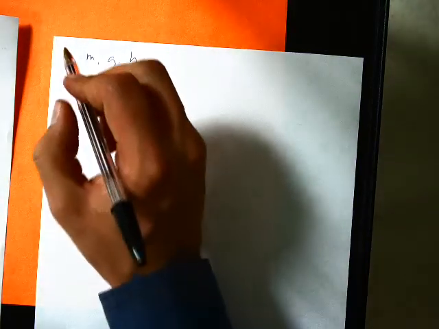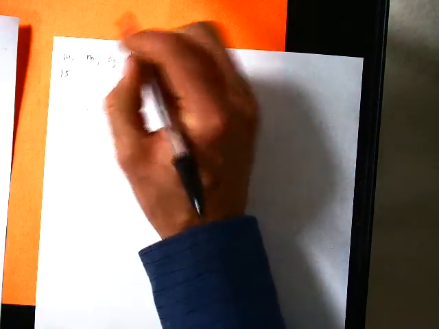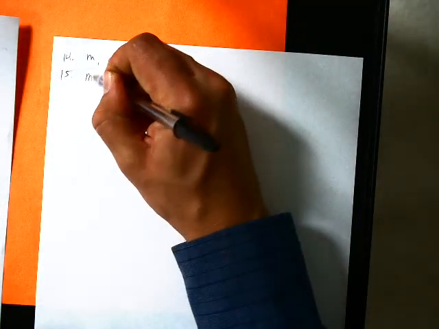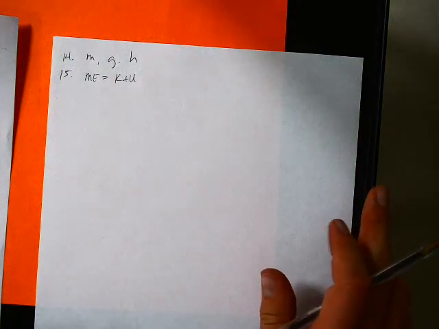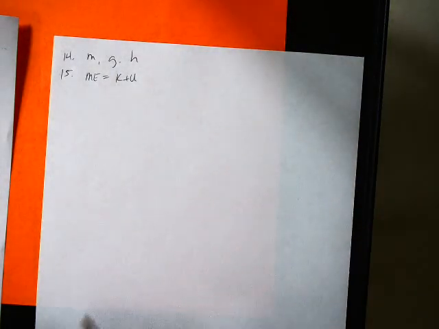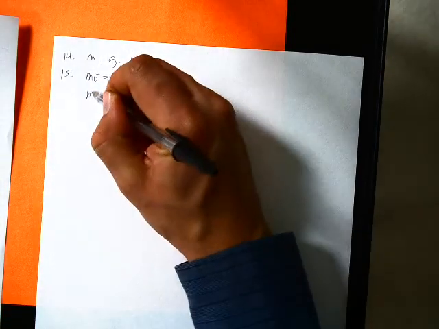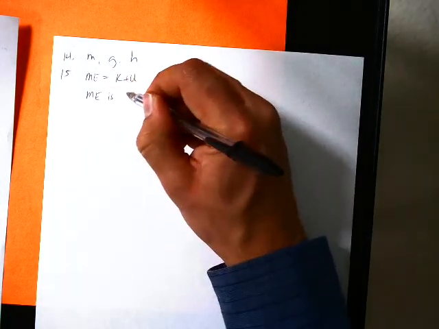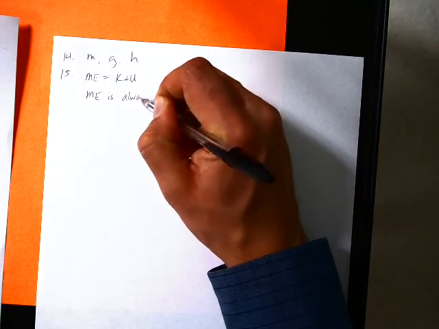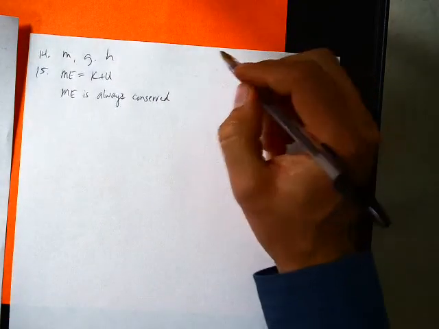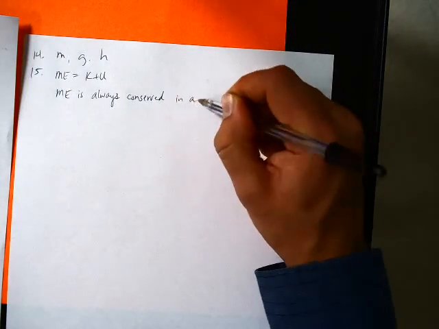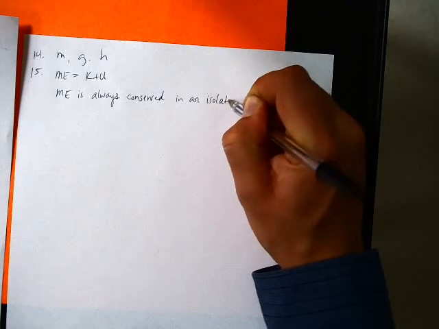Number 15, mechanical energy is basically the combination of kinetic and potential. And mechanical energy is conserved unless energy is lost in the system. In general, mechanical energy is always conserved in an isolated system. It means that there's no outside forces on it.